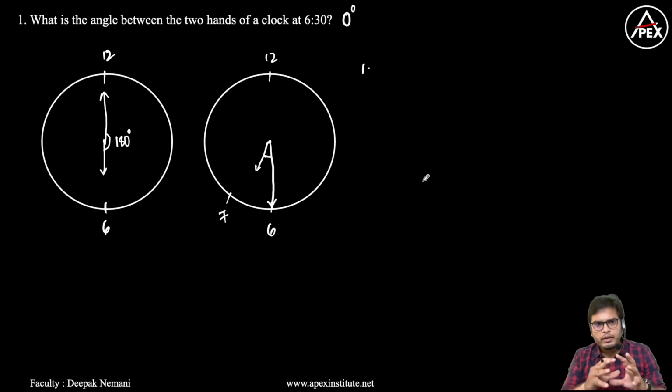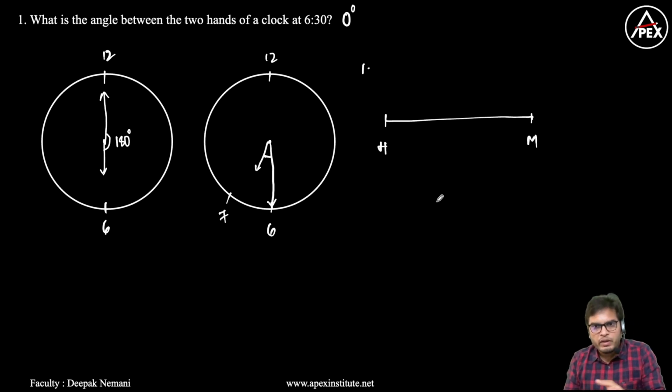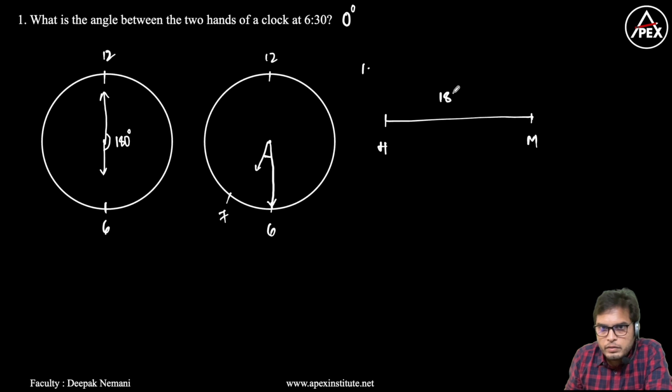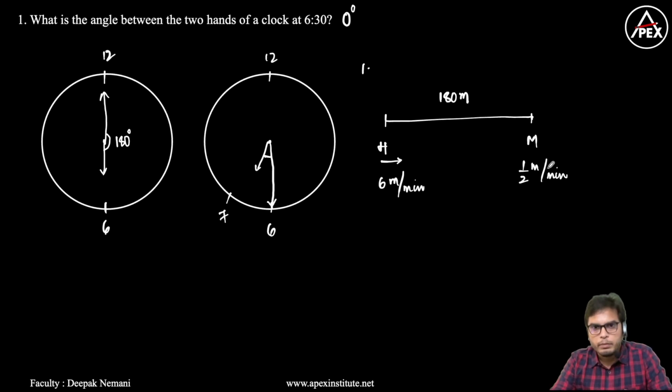Instead of considering this question like this, let me consider that there are two persons, M and H, and the distance initially between these two persons be 180 meters. Here the distance is in degrees, now the distance is in meters, right? Now the speed of H is 6 meters per minute, and let the speed of M be half meter per minute. Right? Now we are asked to find the distance between them after 30 minutes. So this is the question, simple question.